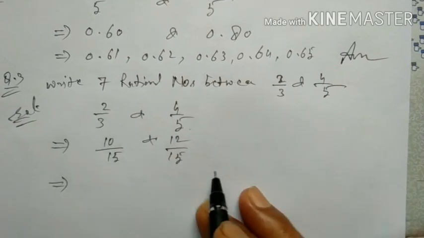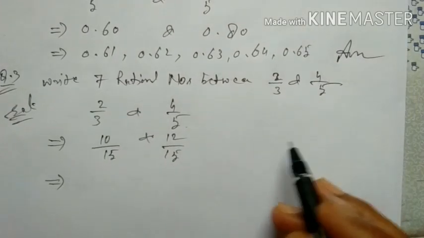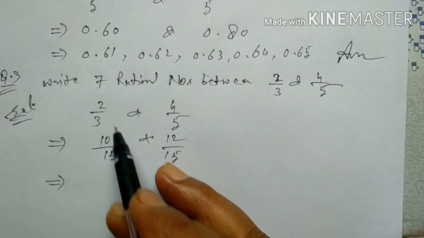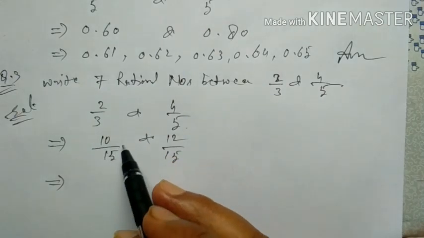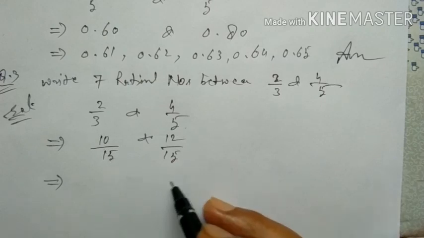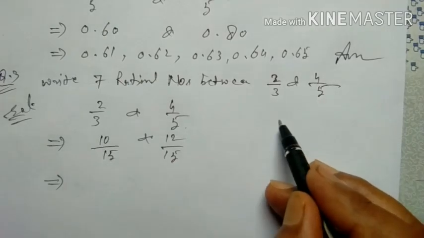Now we will see. Here we need 7 rational numbers, so you can multiply and divide by 8 also, or you can multiply and divide by 10 also, but you can solve like this.